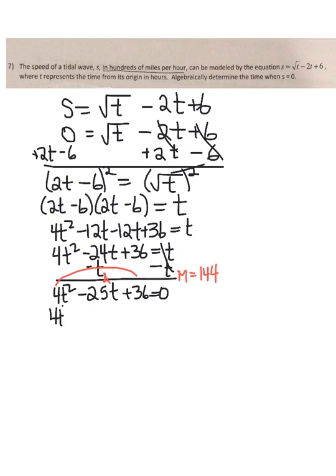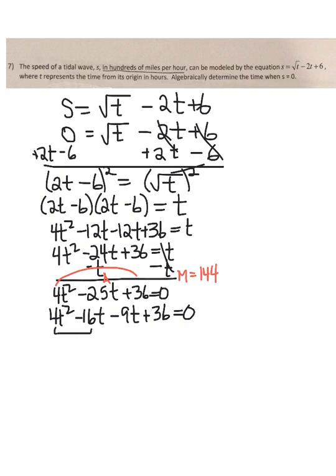Okay? And look for two numbers that multiply to 144 that could subtract to 25. So that is going to be a negative 16t and also a negative 9t. And we drop down the last term and set that equal to 0. All right, just as a reminder, make sure that you're writing this down in your notes.